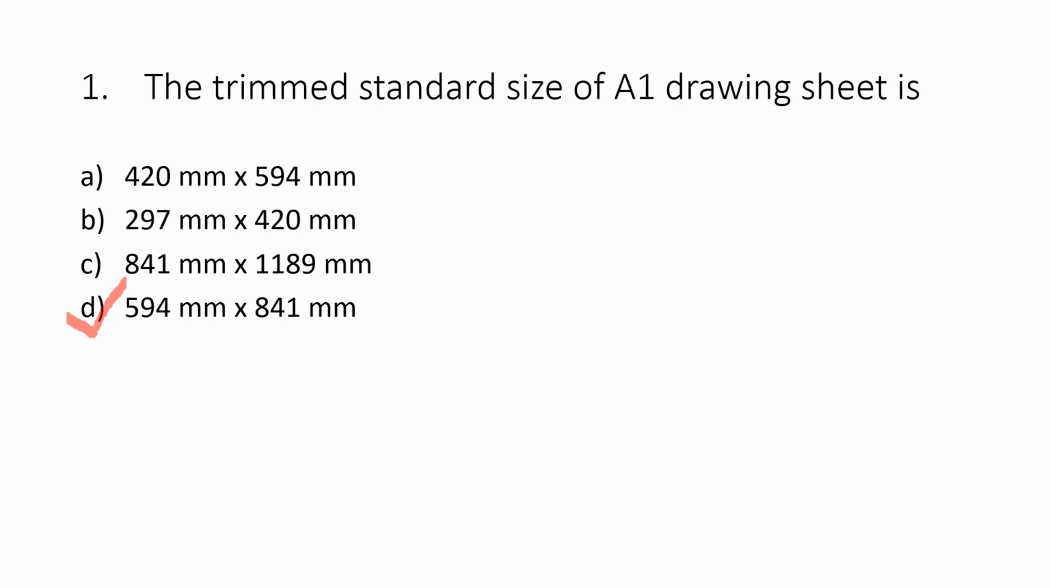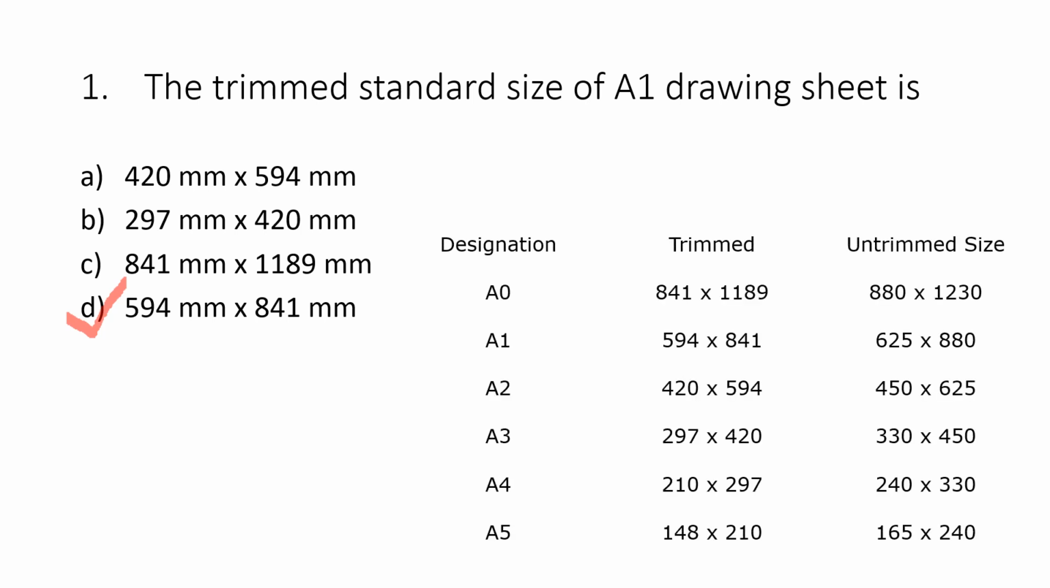Let's look into the A0, A1, A2, A3, A4, A5 drawing sheet sizes. For A0, the trimmed size will be 841 by 1189 mm and untrimmed will be 880 by 1230 mm. For A1, as we said, the trimmed size will be 594 mm by 841 mm and the untrimmed will be 625 by 880. And for A2, 490 by 594 trimmed size and for untrimmed 450 by 625.